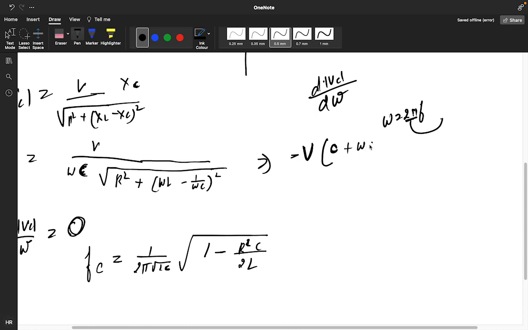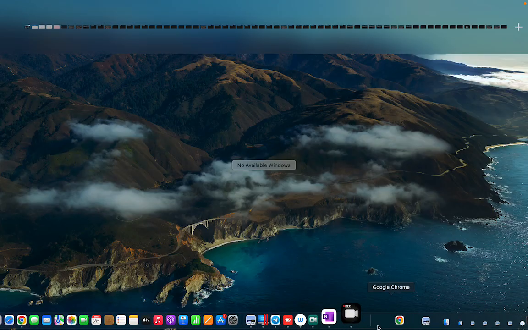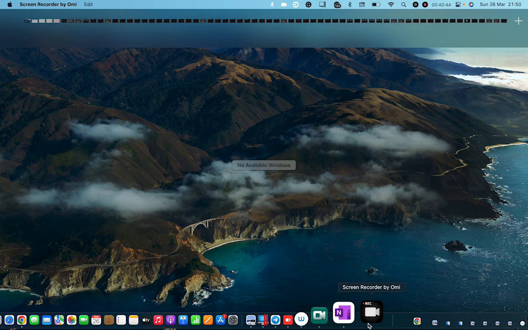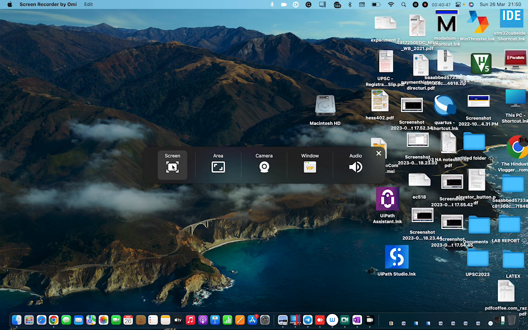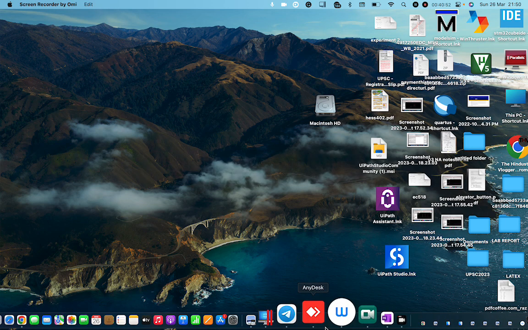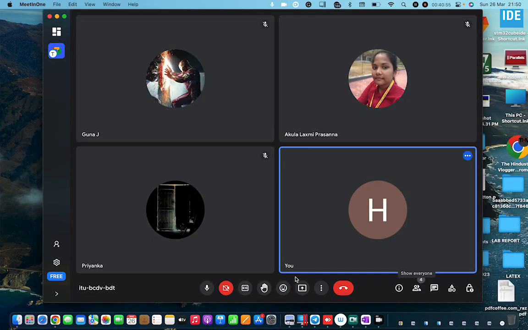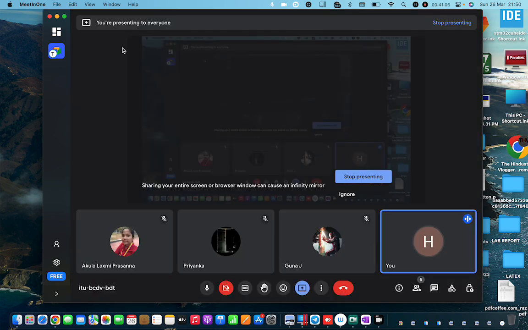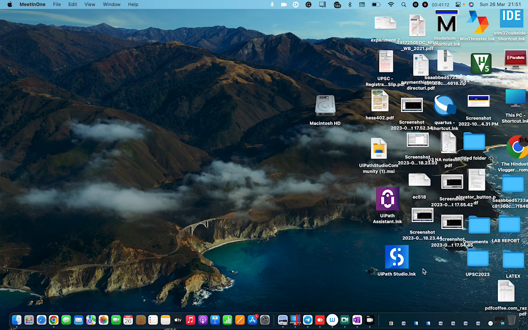Plus omega C will be there, 1 by. Sir, the screen is not visible. Oh, the screen is not visible? Okay, just wait. Is this visible now? Guys, is this visible? The screen is visible.